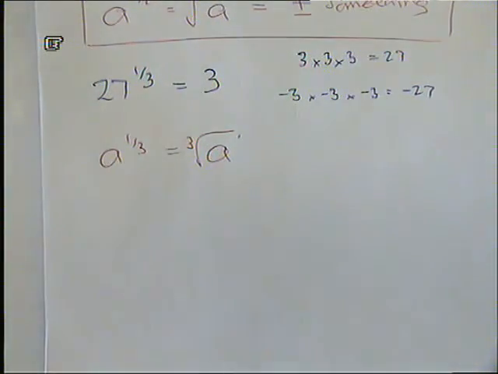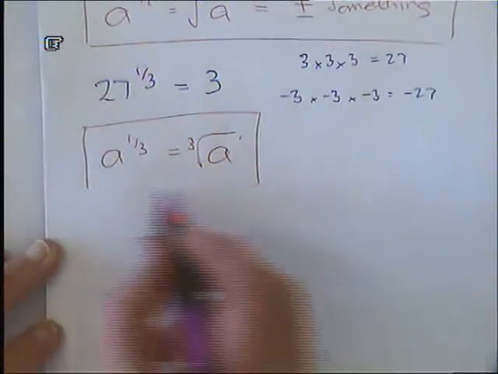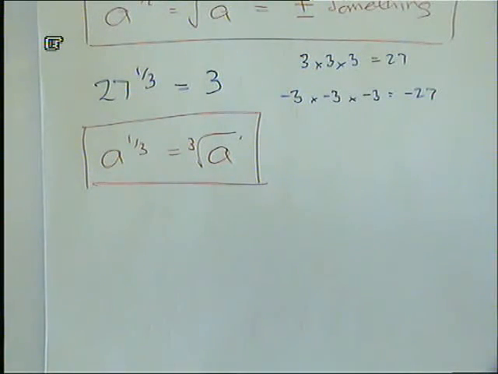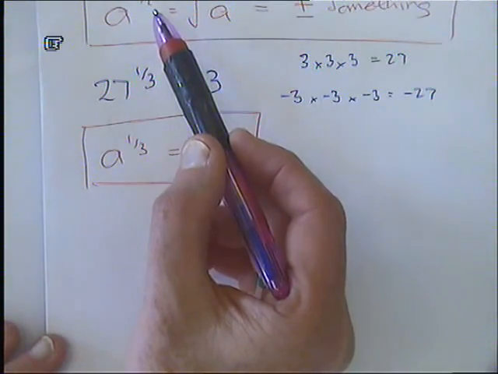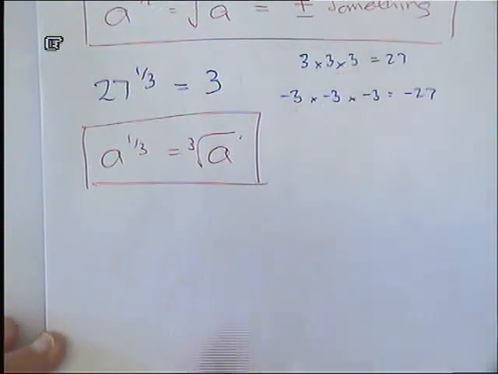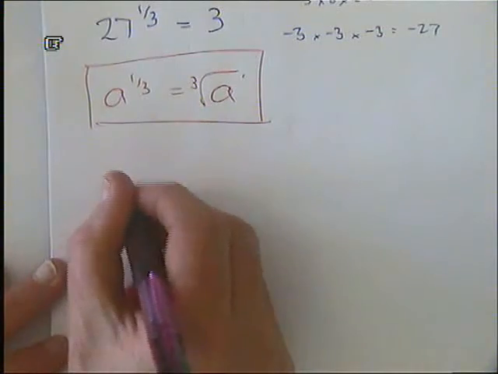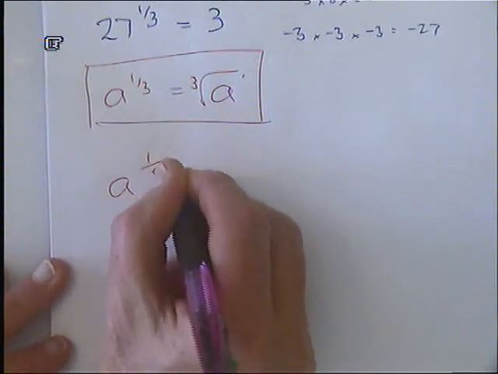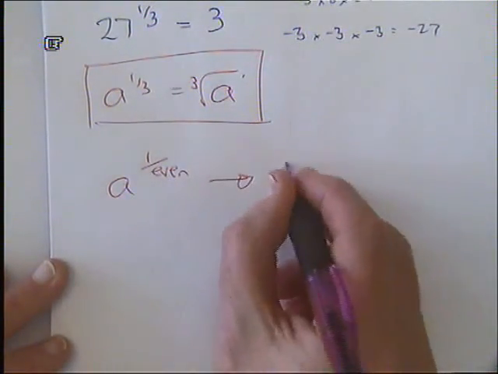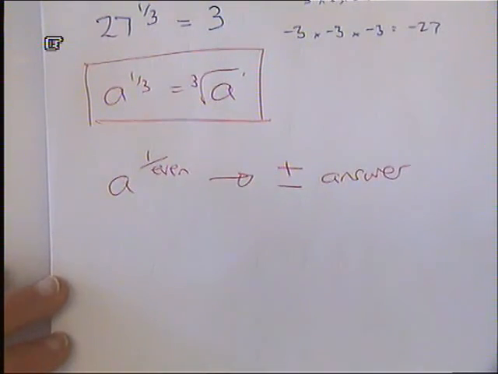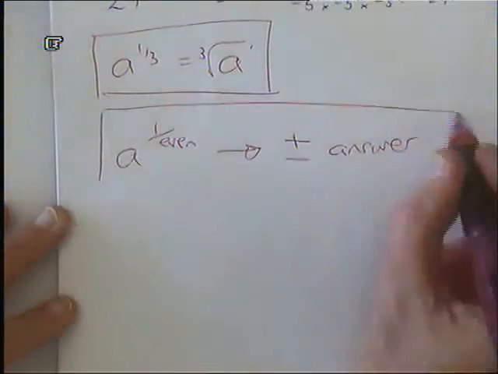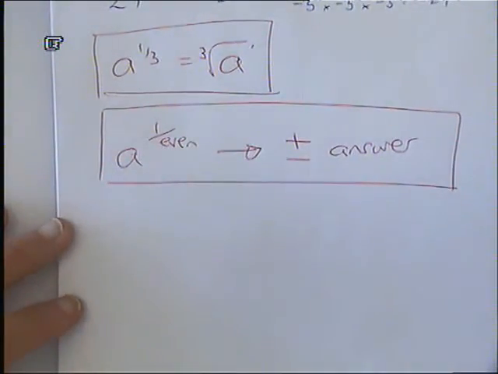So, has anybody got anything to say about when this plus or minus thing happens? Go on. Yeah. It's when the bottom number of the fraction is even, you get the plus or minus coming in. Okay? So if you have a to the 1 over an even number, that is when you do get a plus or minus in front of your answer. If it's odd, you don't. You just sort of stick with whatever sign you had.